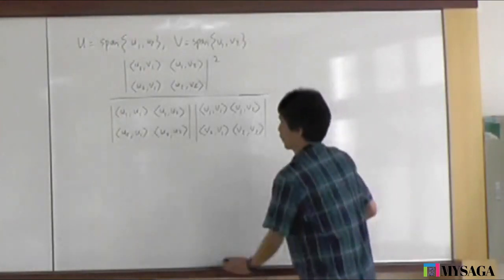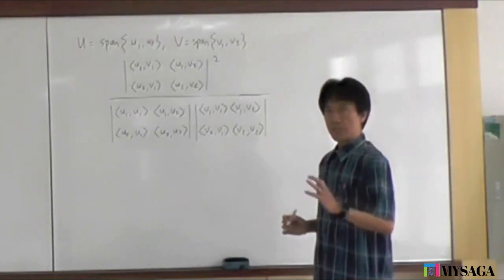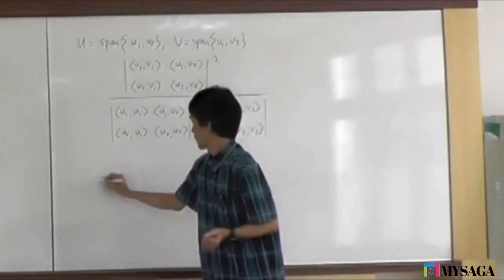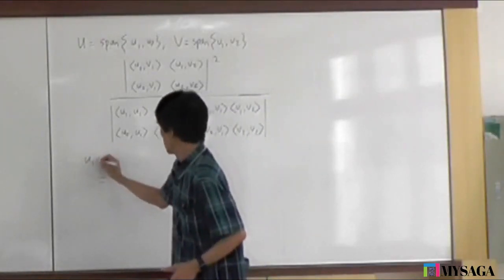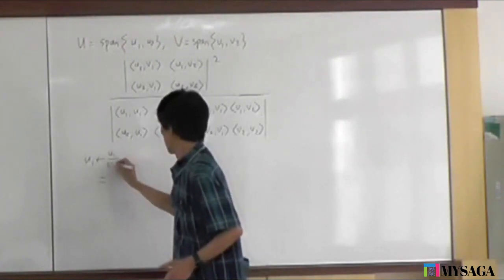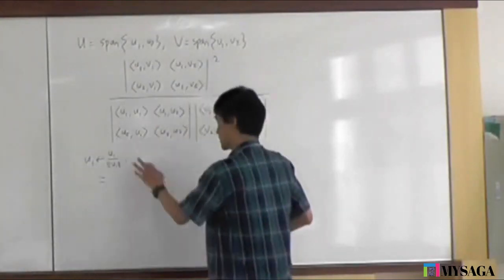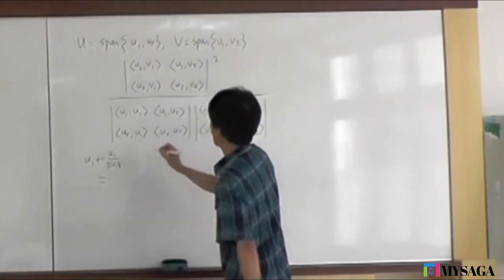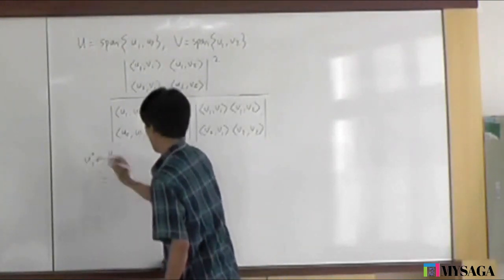Okay, so what I will do is just elementary row operations. I'm not going to write in detail. I will change U1 by U1 divided by its norm. This is programming notation. If I do that, maybe the new one will be U1 star.